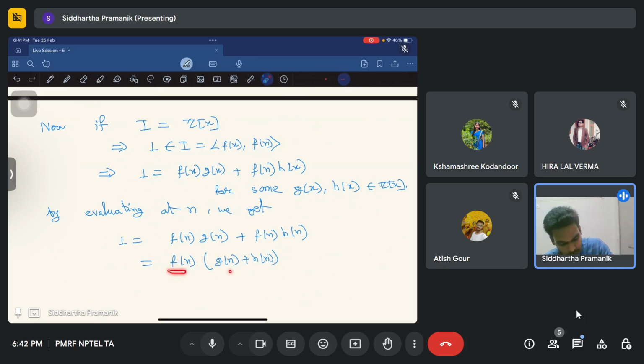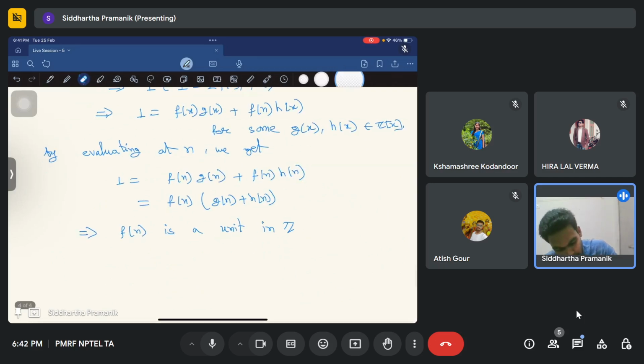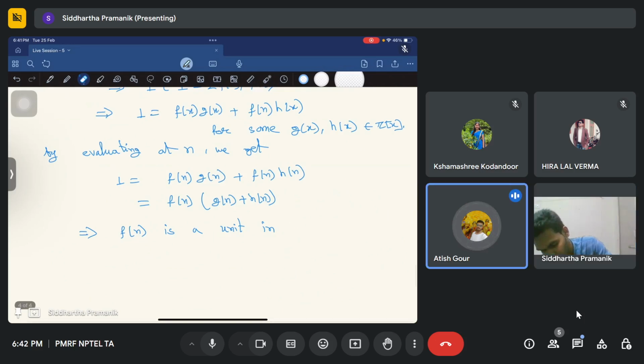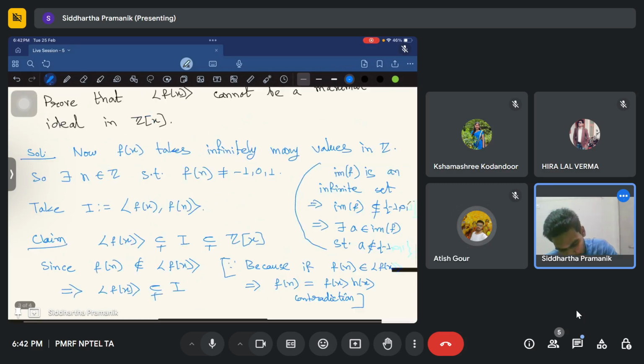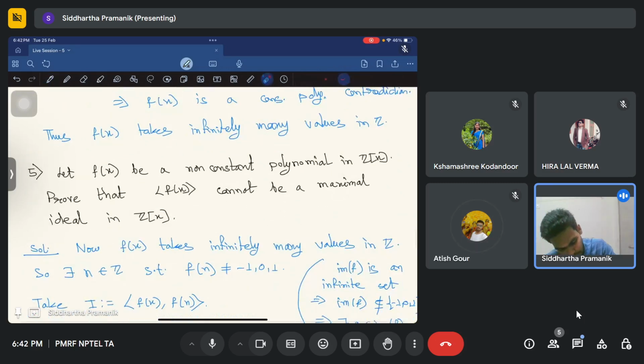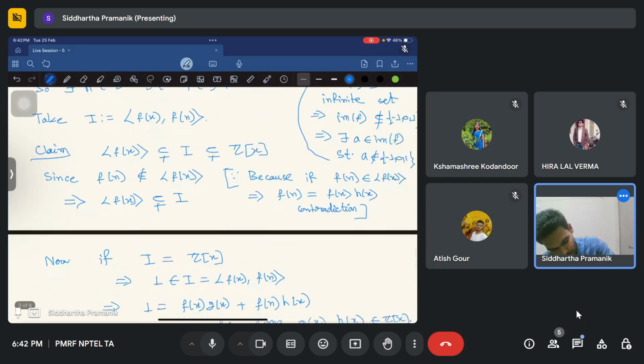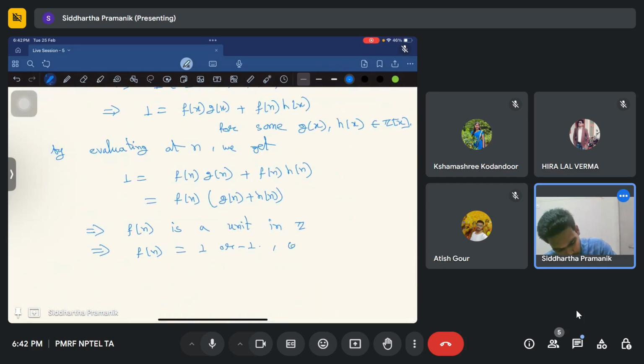So this one is an integer, this one is an integer, and this is 1. So that means f(n) must be a unit. So this means f(n) is a unit in Z. But what are the units in Z? 1 and -1. Yeah, so that means f(n) equals either 1 or -1. But we have taken f(n) is not equal to -1, 0, 1. So this is a contradiction.